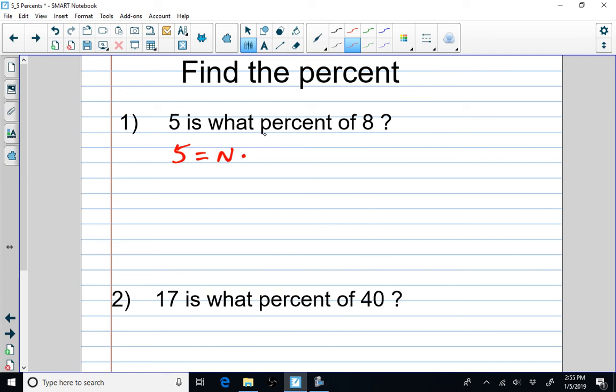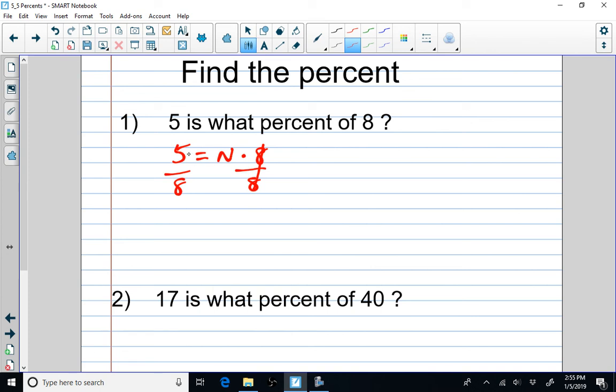The word of is multiply. And then we have an 8. To solve this equation for n, we do the inverse operation of this multiplication here, which is division. So we want to divide both sides of the equation by 8. On the right side of the equation, the 8 in the numerator cancels the 8 in the denominator.